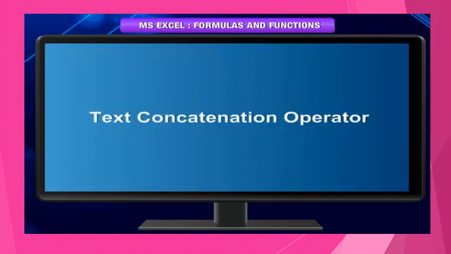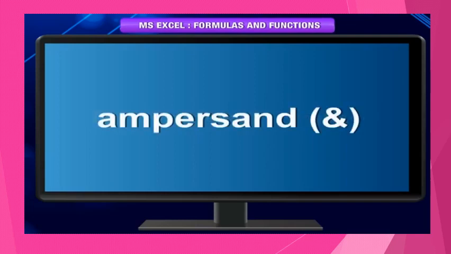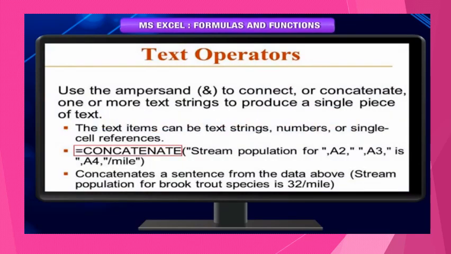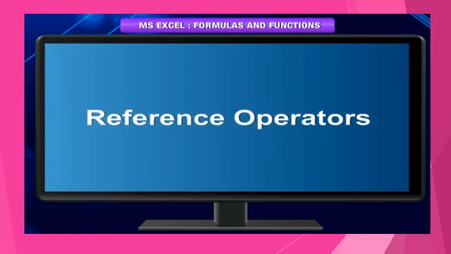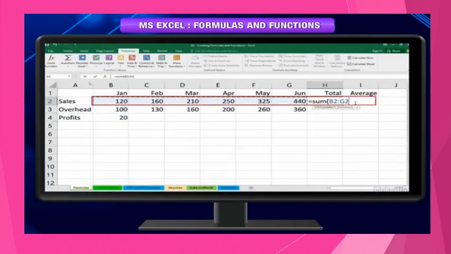Text concatenation operator. Use the ampersand (&) to join or concatenate one or more text strings to produce a single piece of text. Reference operators. Combine ranges of cells for calculations with these operators.